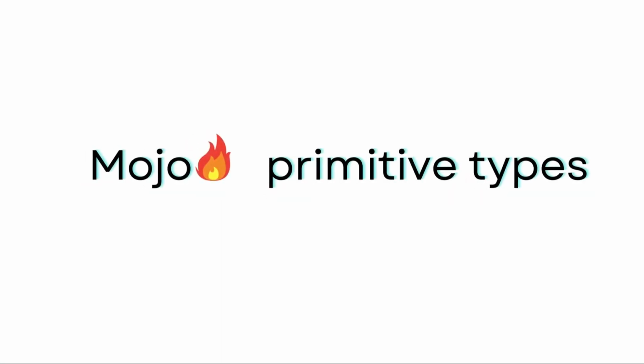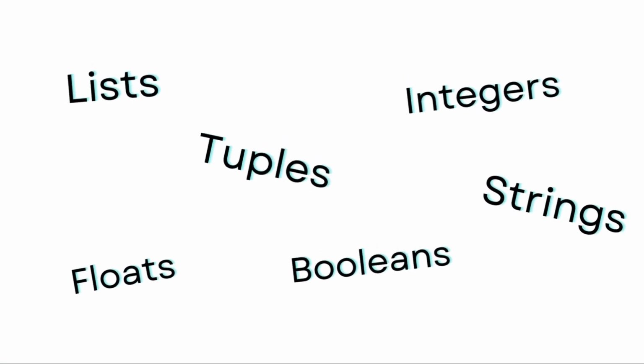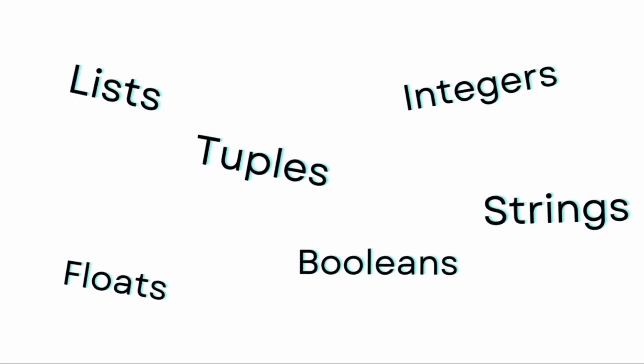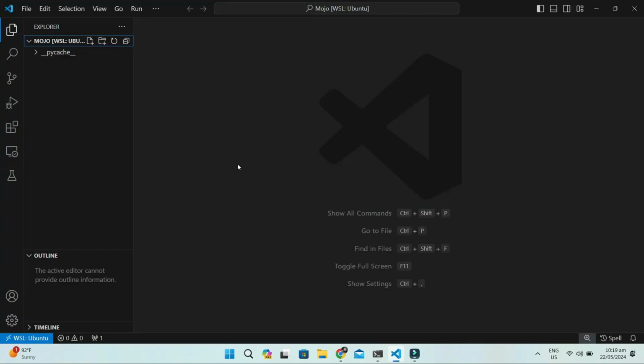Mojo primitive types like lists, tuples, integers, floats, booleans, and strings seamlessly convert into Python objects. Let's see this in action. Create a Python file named myPython.